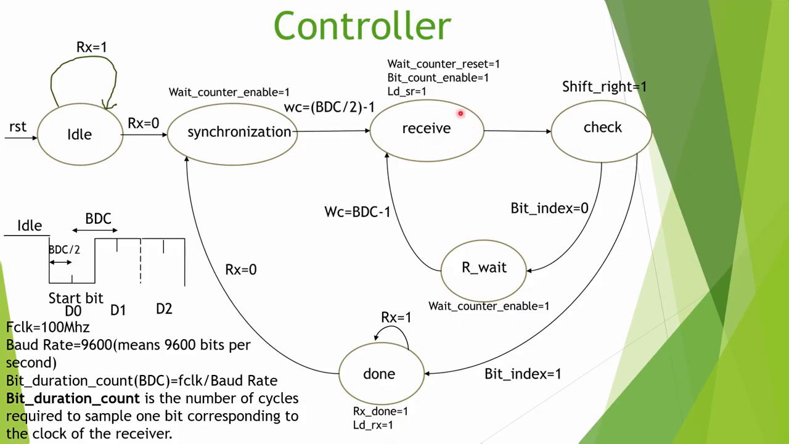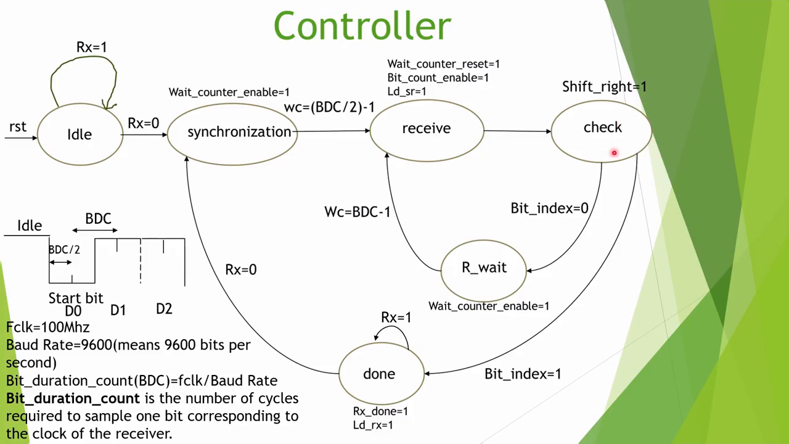In the receive state, the wait counter is reset, bit counter enable is 1, and load SR is 1. Load SR 1 means that the data has been loaded in the shift register. Bit counter enable will count the number of bits in the shift register. Then from the receive state, it will go to the check state at the next positive edge of the clock. In the check state, shift right is high, which means data that was loaded in the shift register will be shifted right.